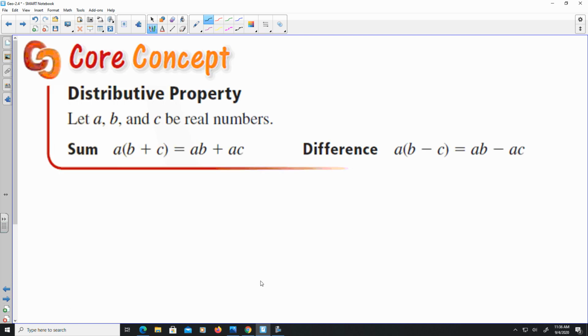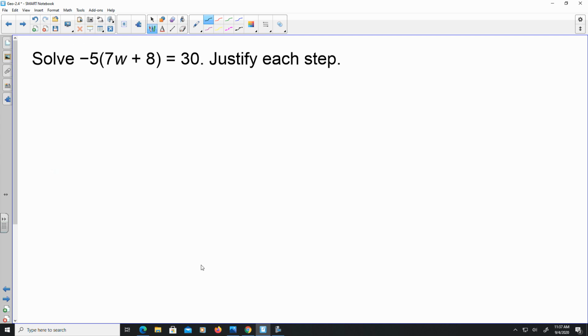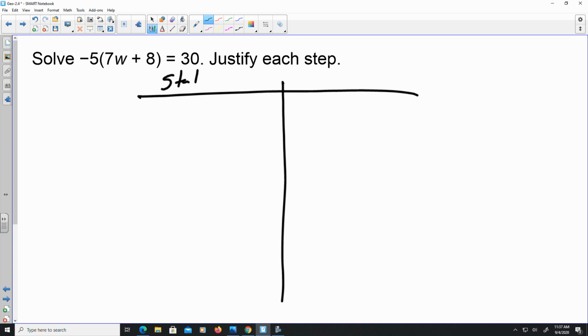Here is another property that can be used, which is the distributive property. We've done it before. You have a value and it's being multiplied by a quantity of either a sum or a difference in this case. And if it's a sum, like it is here, it's going to be A times B plus A times C. If it's subtraction or difference, it's going to be A times B minus A times C. So again, we have this problem here. So I got my statement, I got my reason.